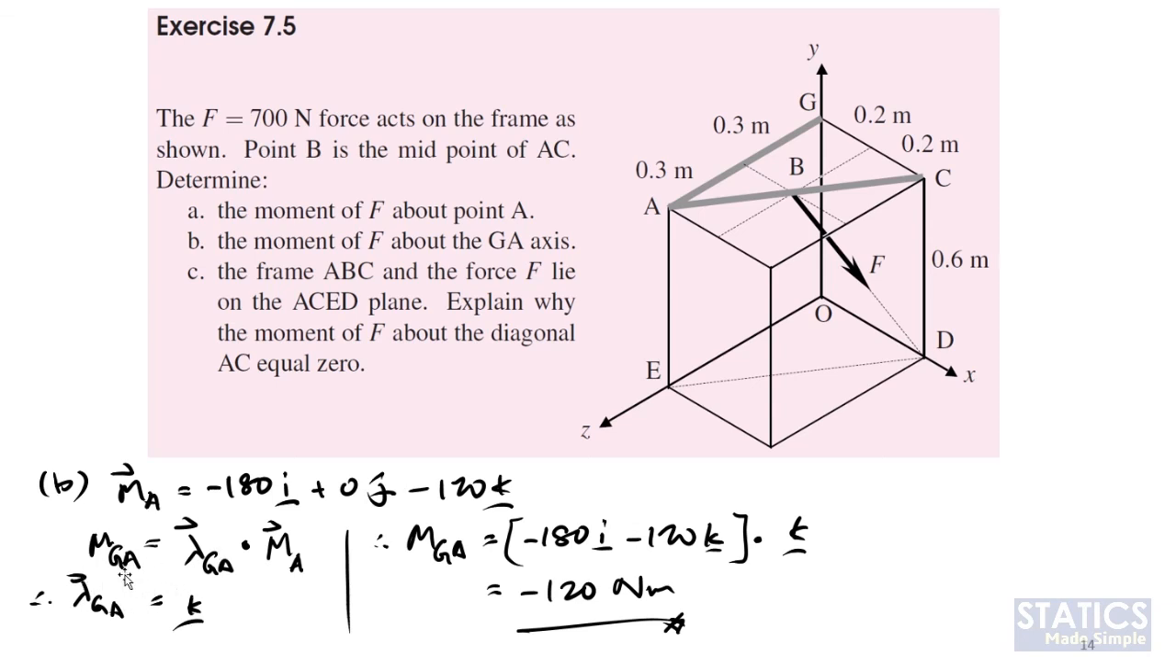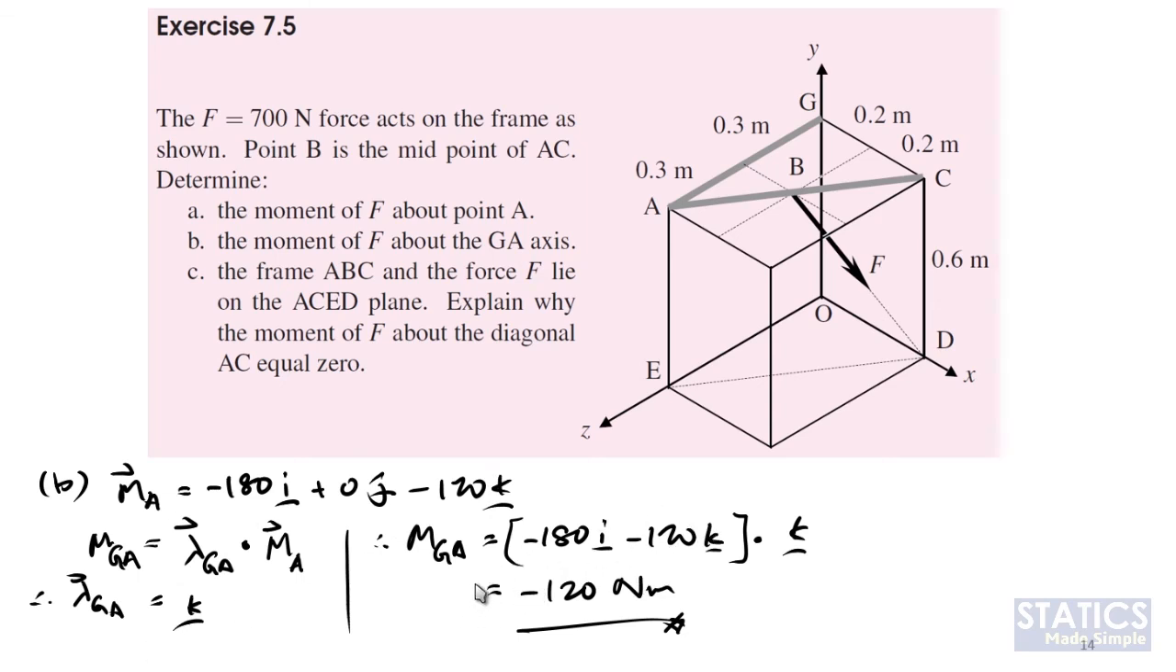MGA, or the moment along GA axis due to this force F, is equal to lambda GA dot the moment at any point along this axis. So you have point A here, and point G somewhere in between, and you can use the moment at A or at G. Since we have calculated moment at A, we might as well use that. So moment about GA axis is equal to lambda GA dot moment at A, where moment at A is equal to this value and lambda GA is equal to plus K.